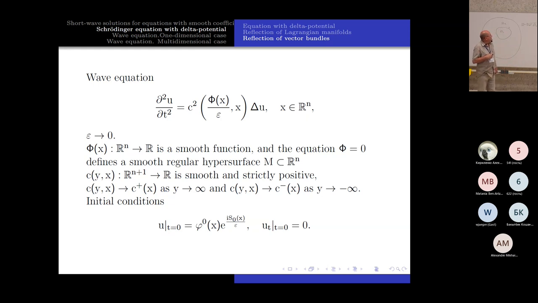About this function c, which is the velocity in this wave equation, I will suppose that this function, as a function of n plus one variables, is completely smooth and strictly positive, and that it tends to limits as this fast variable y tends to plus or minus infinity, and it tends to these limits, with all derivatives, faster than any power of y. So it means that this velocity has a rapid jump near this hypersurface M.